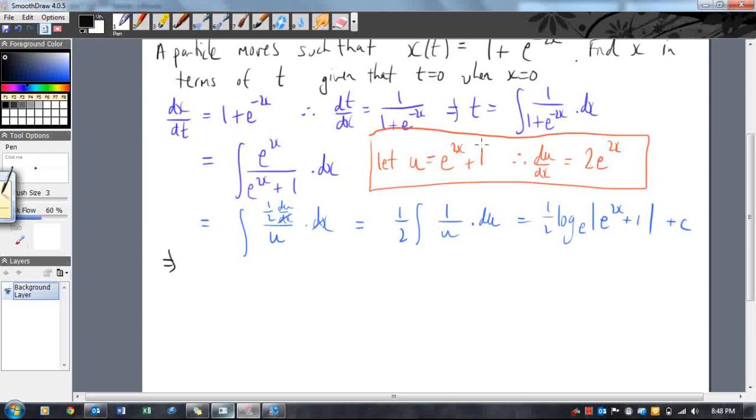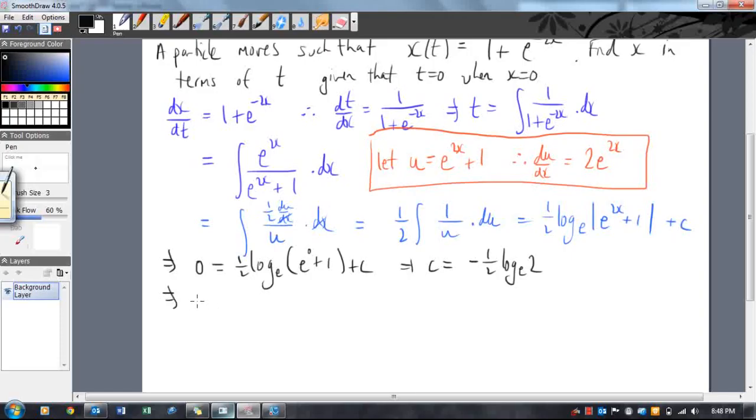So I'll just do it in the next line. We've also got t is equal to 0 when x is equal to 0. So let's use that fact. Therefore, 0 equals half log e bracket. What was x? x was equal to 0, so that's e to the 0 plus 1, plus c. That tells us that c is equal to negative half log e of e to the 0 plus 1, that's 1 plus 1. So c is equal to negative half log e 2. A little bit messy, but there we go.